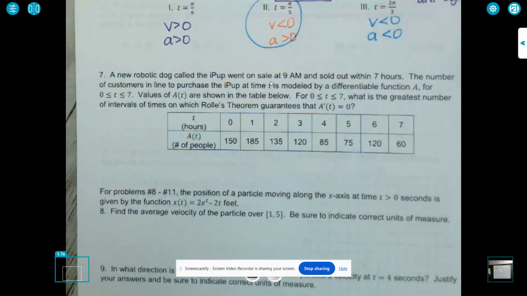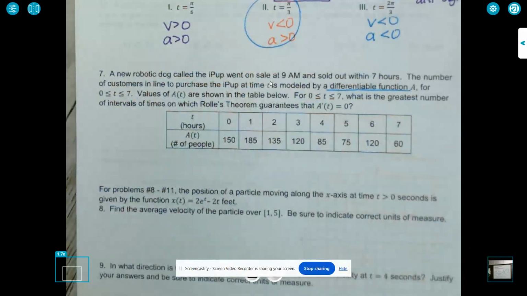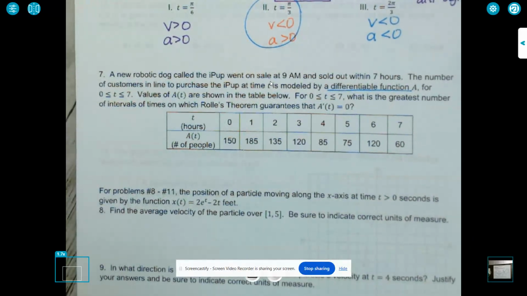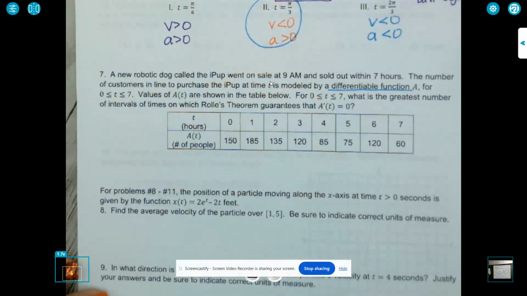All right, number 7. A new robotic dog called the iPup went on sale at 9 a.m. and sold out within 7 hours. The number of customers in line to purchase the iPup at time t is modeled by a differentiable function. Okay, so we know we're differentiable for 0 to 7. Values of A of t are shown in the table below. For t between 0 and 7, what is the greatest number of intervals of time on which Rolle's theorem guarantees that A prime of t is equal to 0?